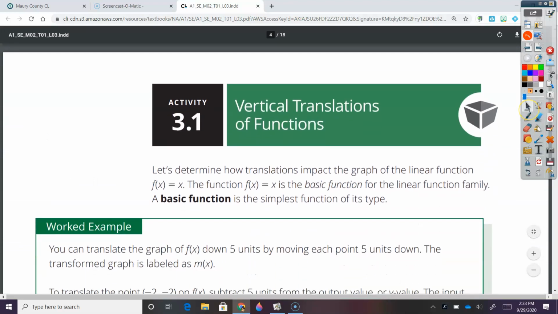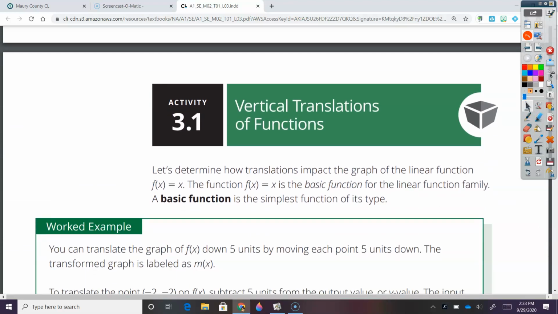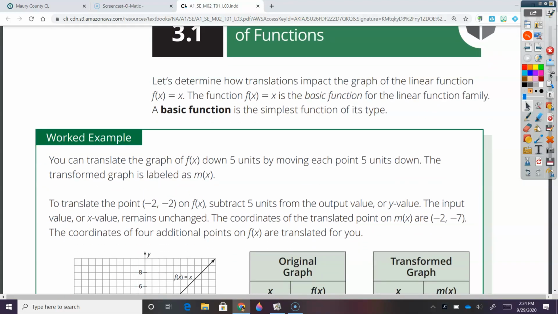Activity 3.1, vertical translations of functions. Let's determine how translations impact the graph of the linear function f(x) = x. The function f(x) = x is the basic function for the linear function family. A basic function is the simplest function of its type.